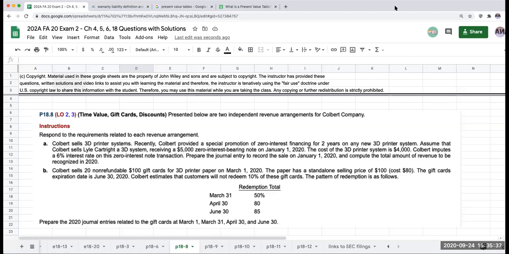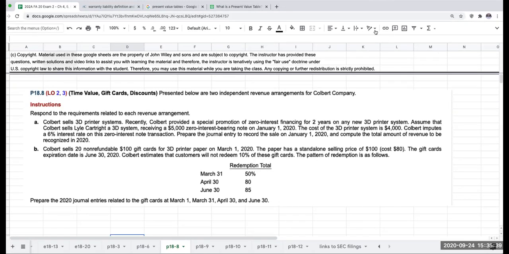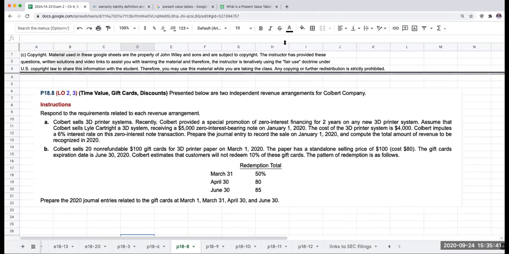Hello, everybody, and welcome to the problem walkthrough of 18-8. So here we've got Colbert Resells 3D Printer Systems. Recently, Colbert provided a special promotion of zero interest financing for 2 years on any new 3D printer system.